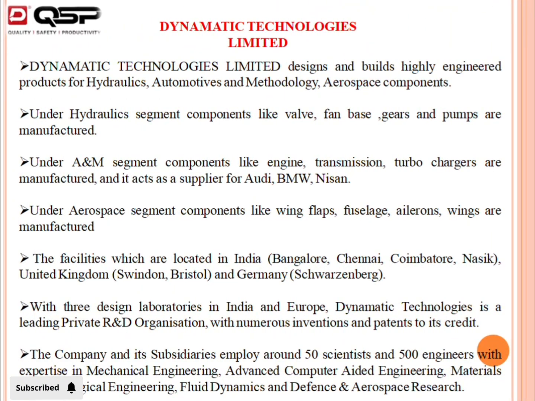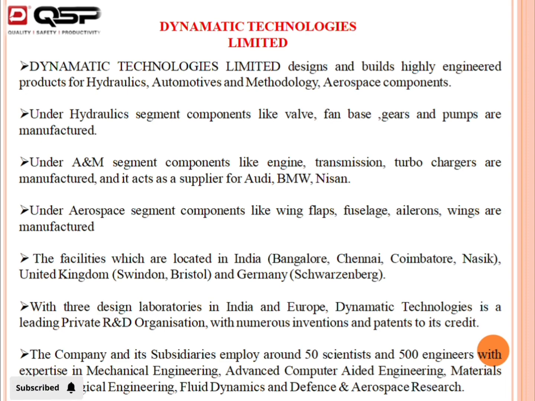About the company, Dynamatic Technologies Private Limited designs and builds highly engineered products for hydraulics, automotives and metallurgy, aerospace components, etc. Under hydraulic segments, components like valves, fan bases, gears and pumps are manufactured. Under automotives and metallurgy segment, components like engines, transmissions, turbochargers are manufactured. And also Dynamatic Technologies Private Limited acts as a supplier for Audi, BMW, Nissan.